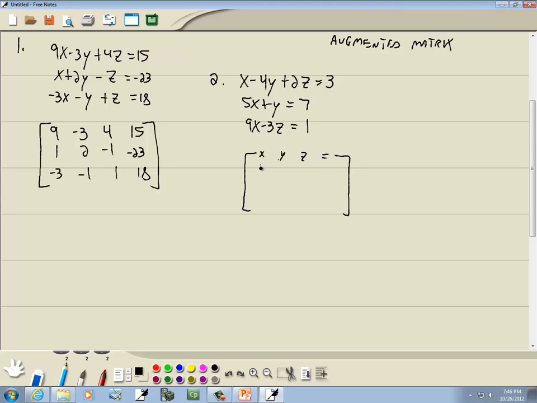So our first row here, we'll have 1, -4, 2, and 3. We'll have 5, 1, and we're missing the z, so we'll put a 0 there, and then 7. Last one, we have 9, we're missing the y, so we'll put a 0 there, and then -3 and 1. And assuming I didn't screw up on the signs, that would be our answer.